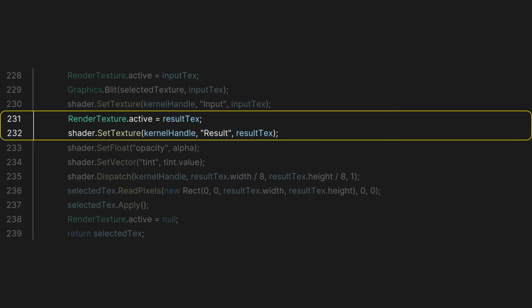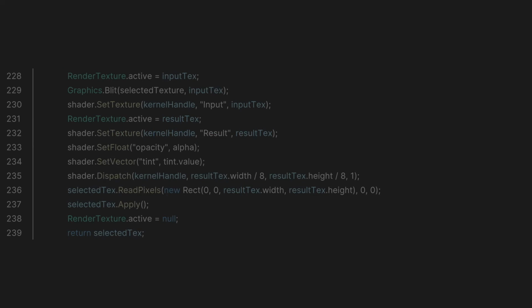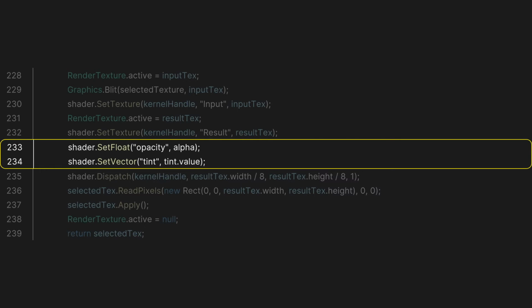We then set our active render texture to be result text, which is required, and then assign with the SetTexture method our result text to be the result texture property of our compute shader. We then also set the opacity to be the alpha percentage float we pass to the text opacity method, and set the float4 property called tint with the SetVector method, where tint.value is the value of the current color that is selected in our editor window's color field.